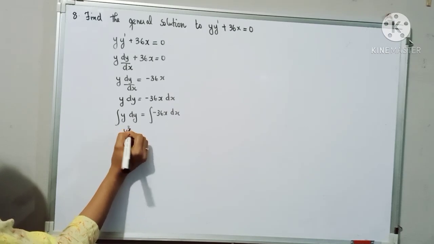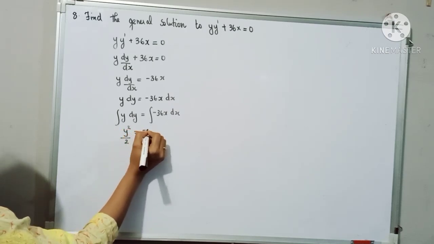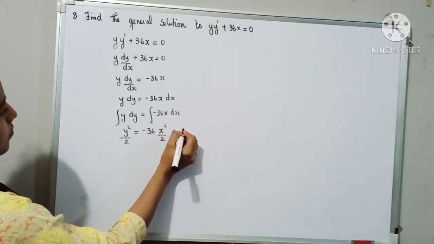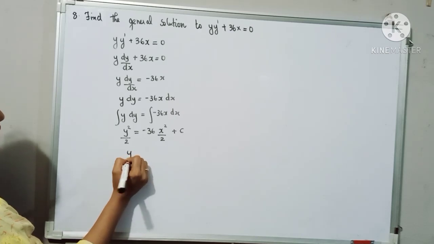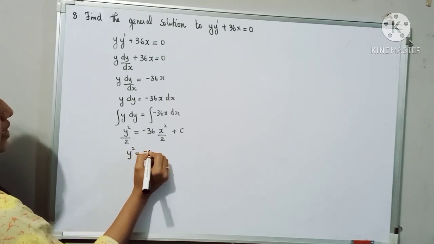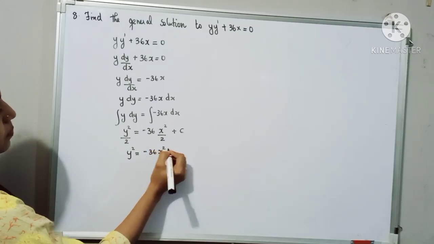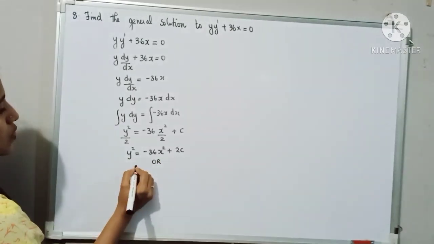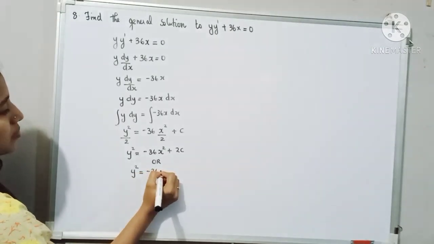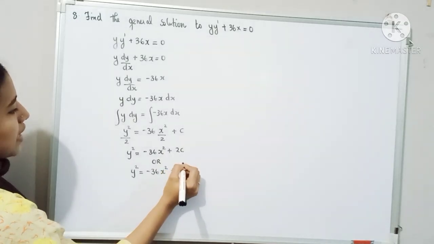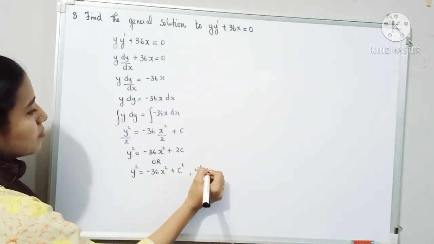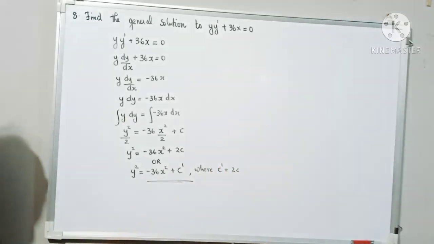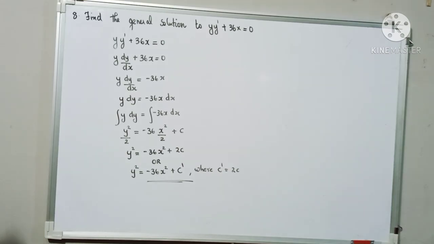Integral y is y square by 2. Minus 36 you can take outside. Integral x is x square by 2 plus c. Or you can write as y square is equal to minus 36 x square plus 2c. Or y square is equal to minus 36x square plus c dash, where c dash is equal to 2c. This is your required answer.